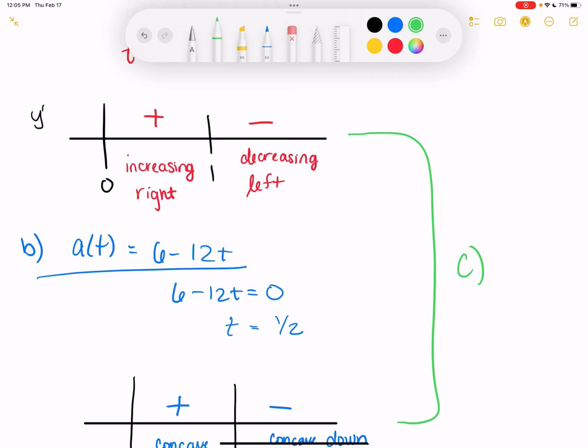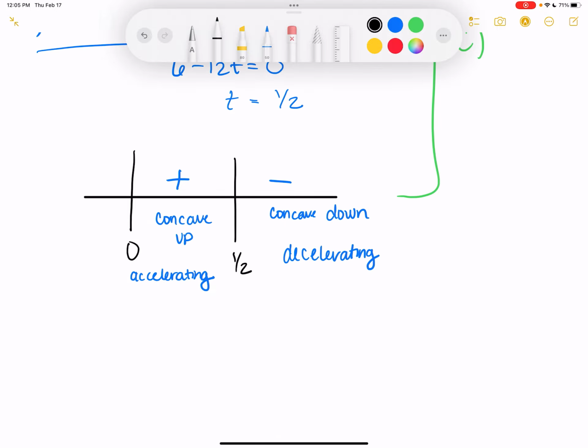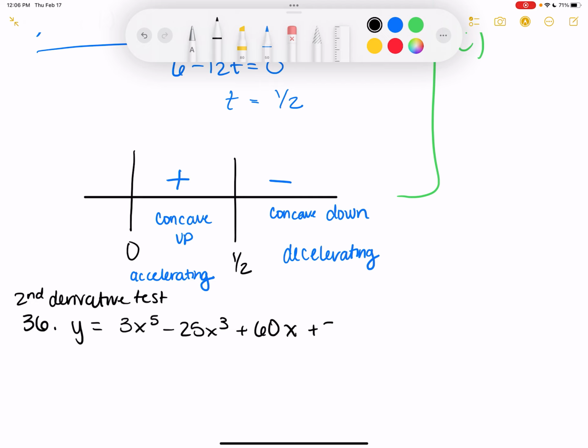So these second derivative test problems are kind of long. So if we need to see more than one, I can do more than one, but I'm picking one of the hardest ones in here. So hopefully it'll not be too bad. So this is the second derivative test problem. Let's use the second derivative test to find the local extrema for the function. Number 36: y is equal to 3x to the fifth minus 25x cubed plus 60x plus 20.